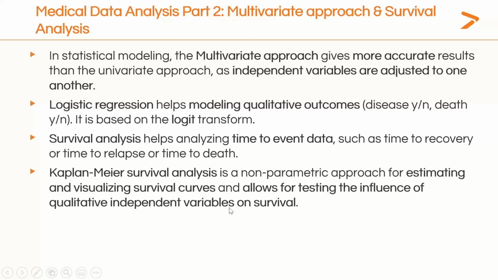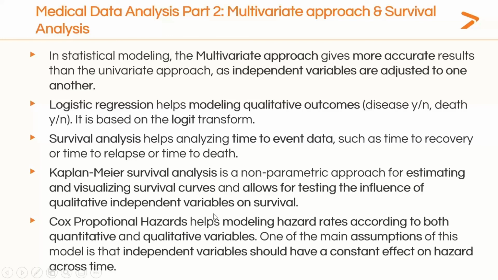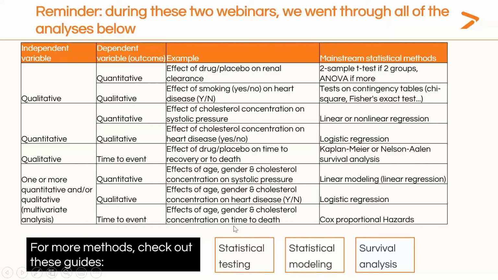If you want to evaluate the simultaneous effects of several independent variables on time to event, use Cox proportional hazards, which allows for multivariate modeling, but which has assumptions to check. So we've investigated all of these cases during these two webinars.